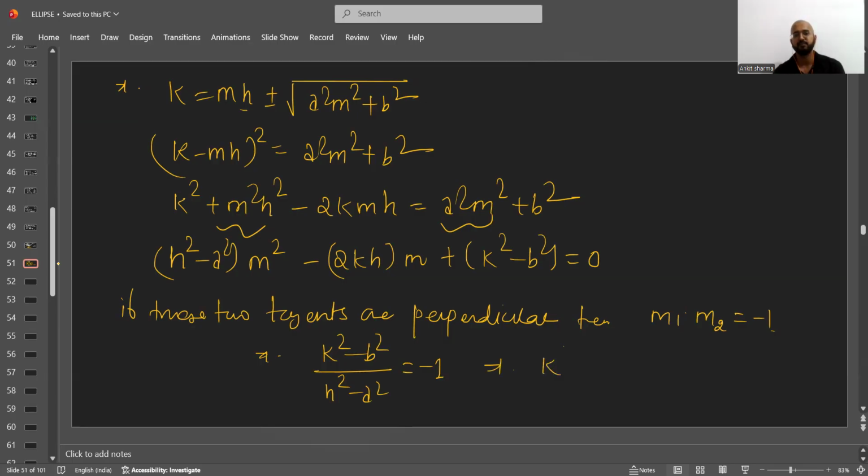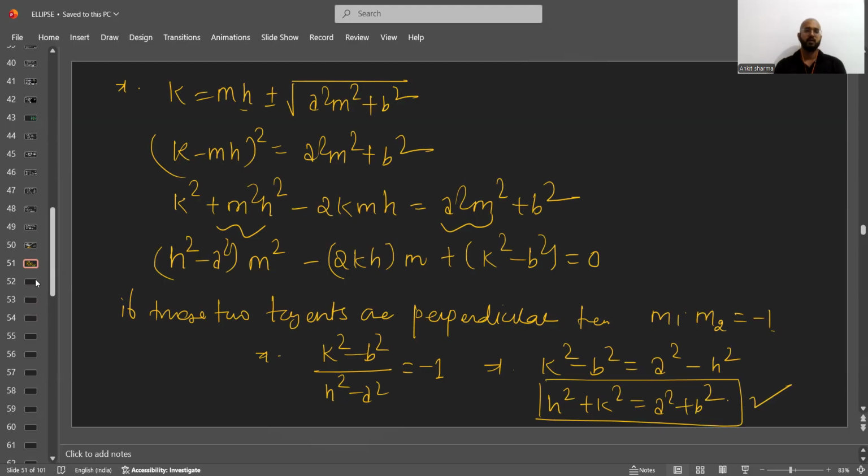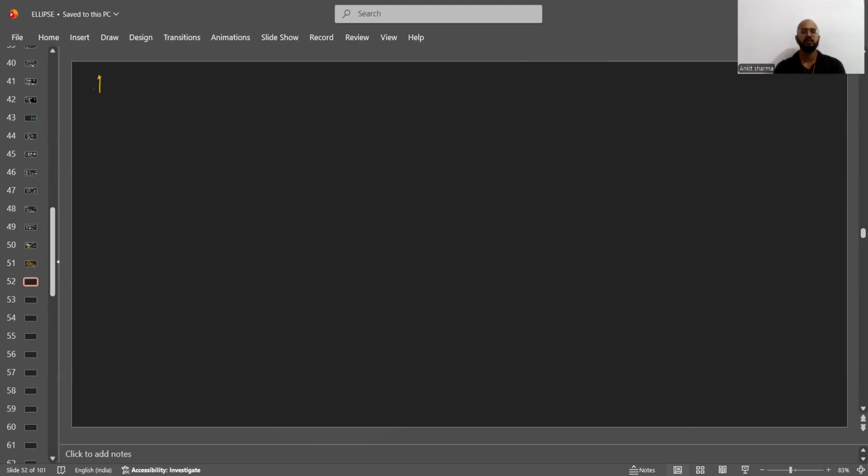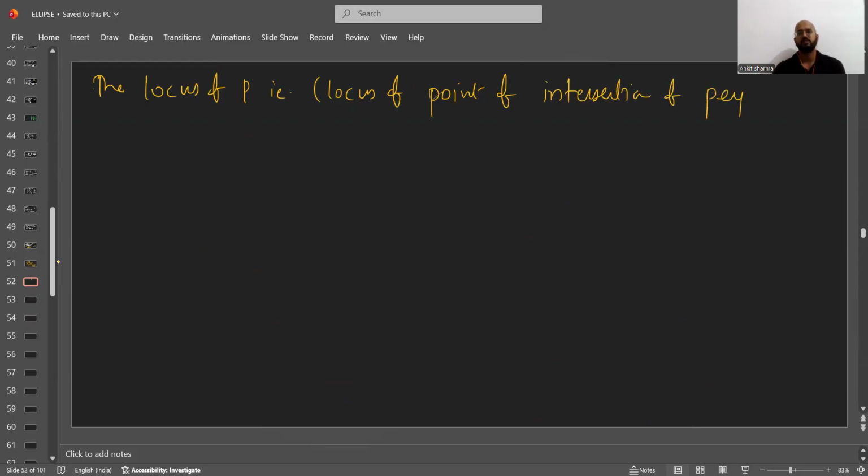So this gives me a square minus b square is equal to a square minus h square. So we get h square plus k square is equal to a square plus b square. This right here is nothing but the locus of P, that is the locus of the point of intersection of perpendicular tangents.